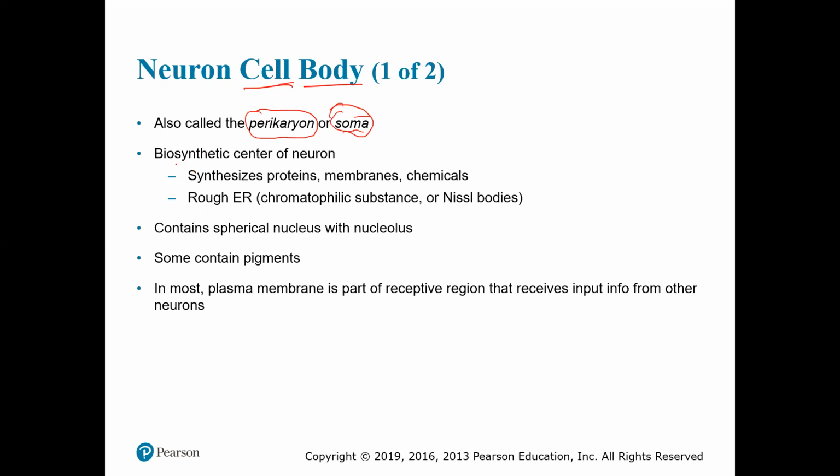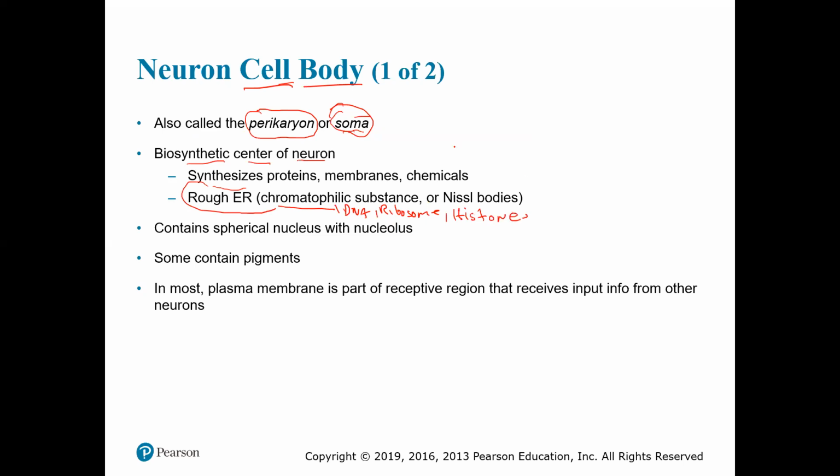All right, and this is the biosynthetic center. That's where all the machinery is to make proteins, like your rough ER, because the neuron needs proteins for structure. And chromatophilic, that's your DNA, and proteins and ribosomes. The proteins, usually histones, are part of your chromatin. So these are proteins that help build those chromosomes.